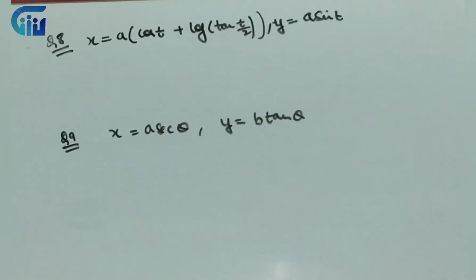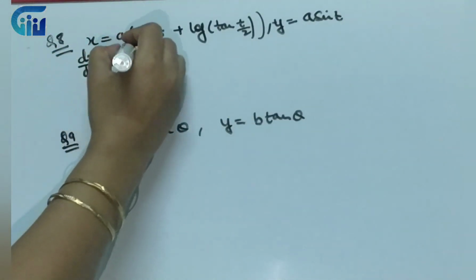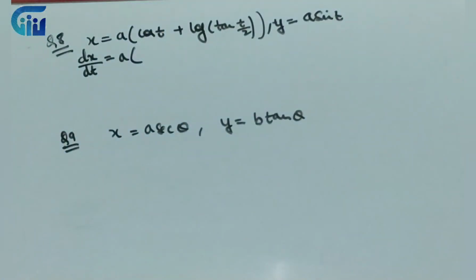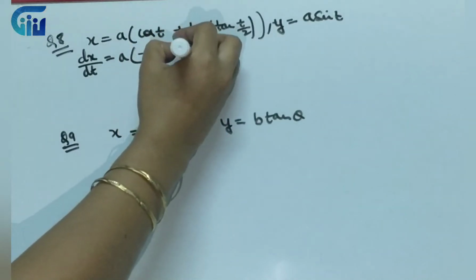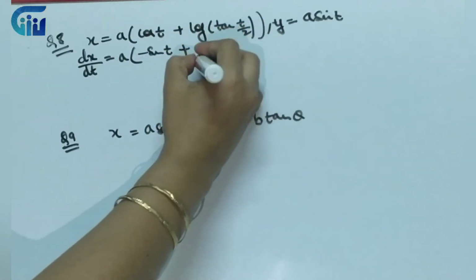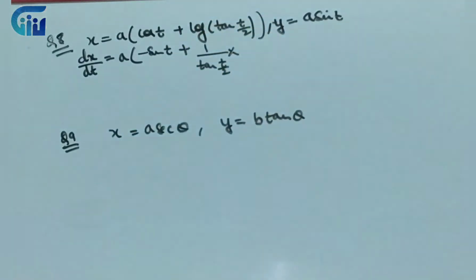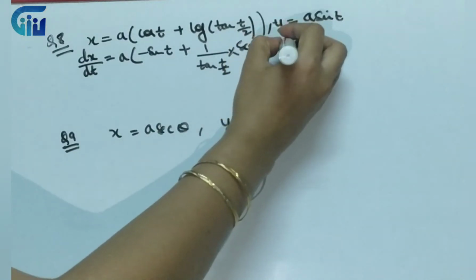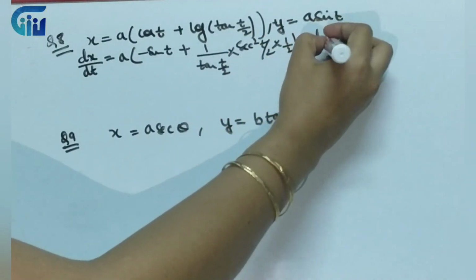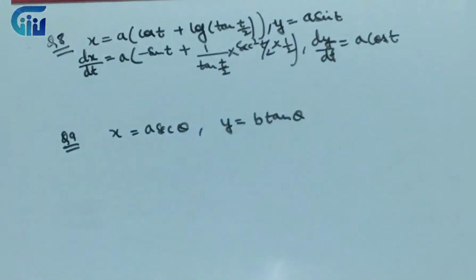Now again what it has, x is in terms of t, y is in terms of t. So parametric form. So dx by dt will be a as it is, constant a. Then cos t, the derivative will be minus sin t. The derivative of t is 1. Log of x is 1 upon x, and chain rule holds true over here. The derivative for tan is sec square t by 2 and derivative for t by 2 is 1 by 2. Over here dy by dt will be a cos t, right?